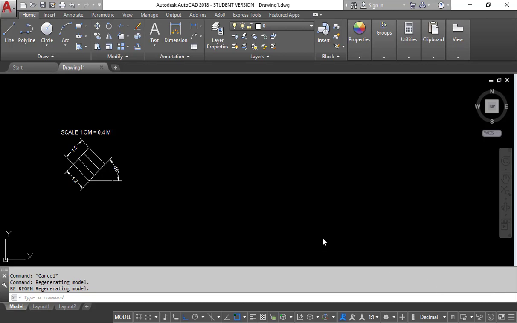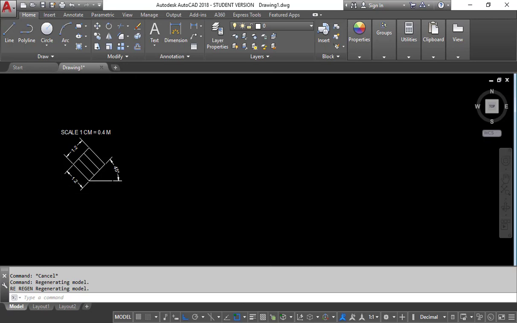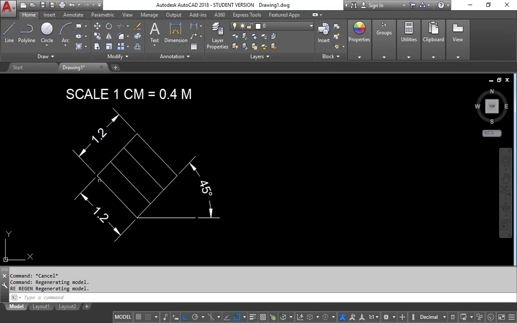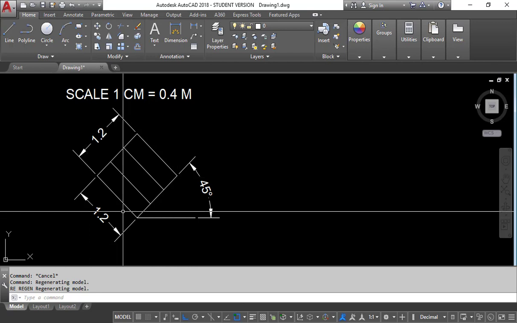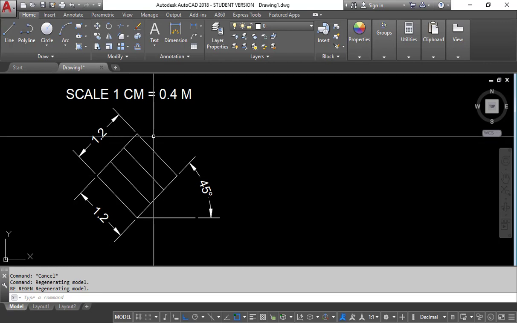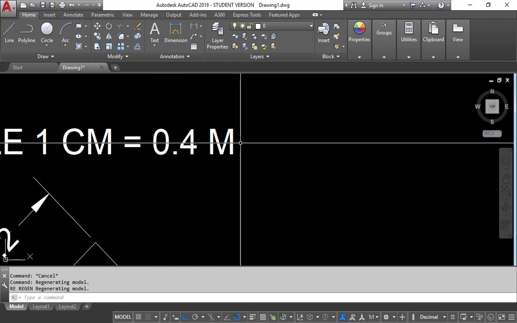Welcome to perspective drawing of staircase, and now in this drawing we will create a 2D perspective of a staircase. Here I have drawn one object that is 1.2 meter by 1.2 meter square, and we have 1, 2, 3 risers. Now, according to our paper size, let's say if you are drawing in A3 paper size, we have to choose a proper scale. So we are selecting the scale 1 centimeter is equal to 0.4 meter.